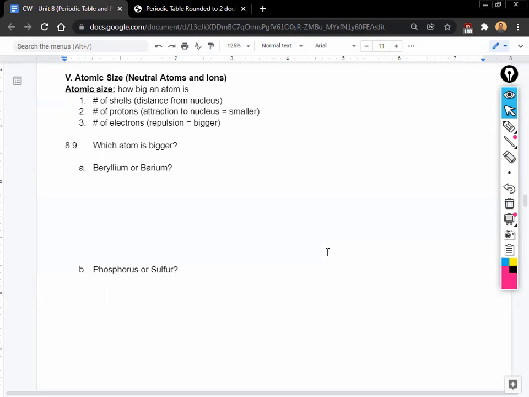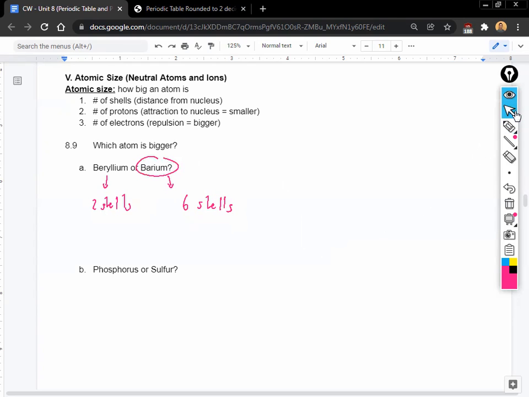Alrighty, guys. So let's try part A, and then I'll have you guys try part B on your own. So we got beryllium and barium. Okay, so this one's pretty easy. First thing we want to do is look at the shells. How many shells does beryllium have? Yeah, it's going to have 2 shells. How many shells does barium have? Yeah, 6 shells. Okay, so this one's easy. Which one is bigger? Yeah, barium is bigger because it has more shells.